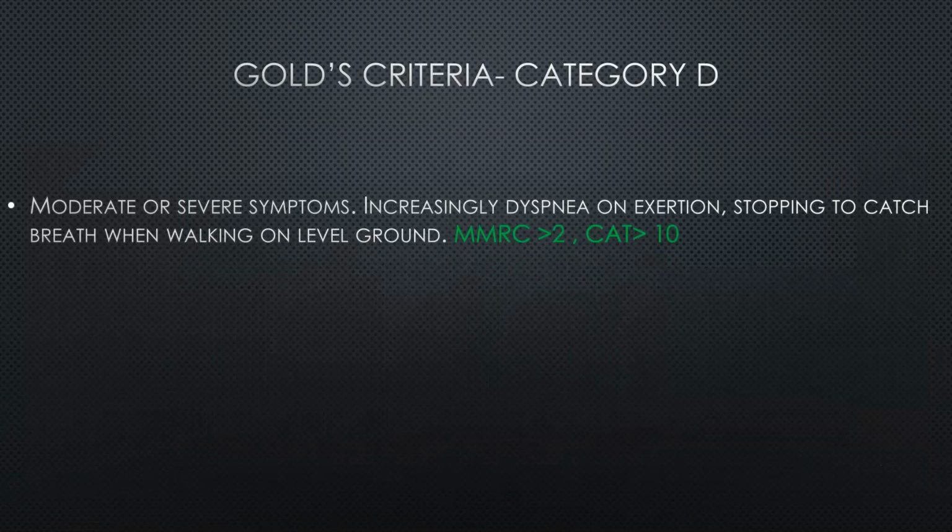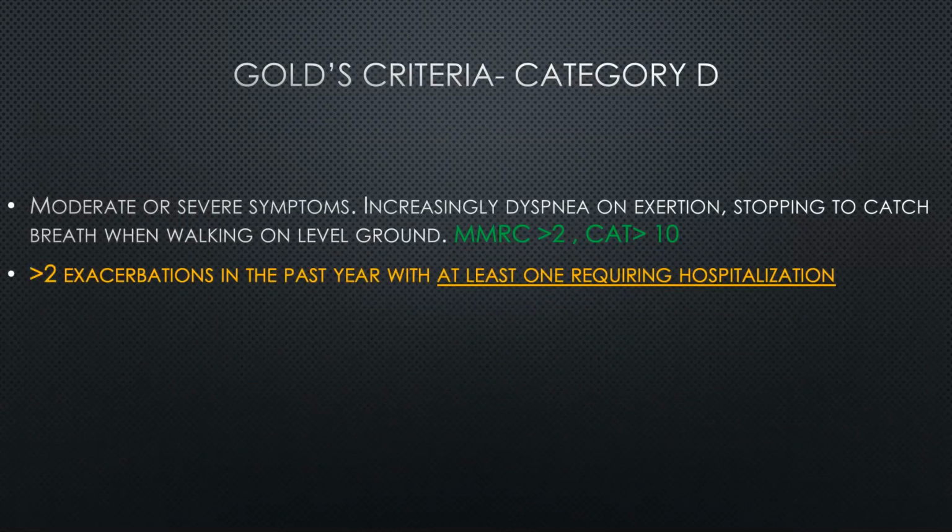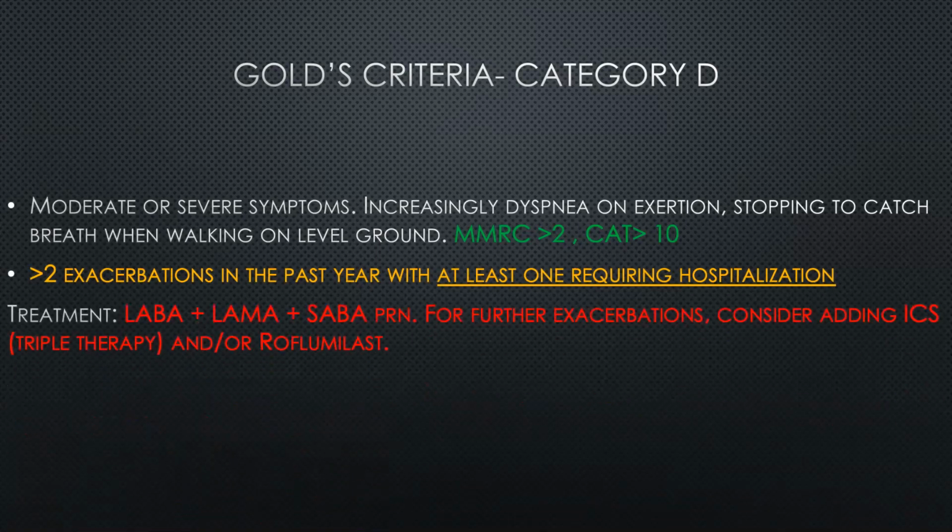So category D, which is the last category, these are patients who have moderate or severe symptoms, increased dyspnea on exertion, their MMRC score is greater than 2, CAT is greater than 10, and they've had over 2 exacerbations in the past year, at least 1 requiring hospitalization. So what would you consider for a patient in this category? Triple therapy, yep. So a LABA, a LAMA, and a short-acting as needed. And then if they continue to have further exacerbations, you can add an inhaled corticosteroid. And then if that doesn't work, we're going to talk about refractory treatment.